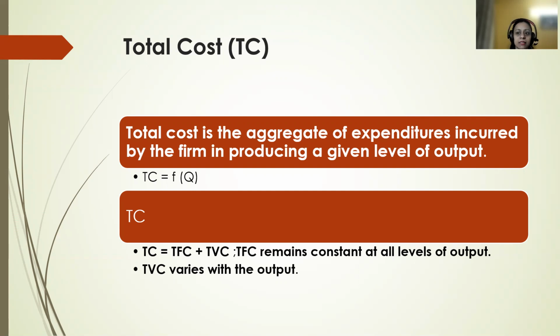Based upon this, we can say that total cost is a function of quantity produced. Total cost is equal to f of Q. That means total cost is a function of quantity produced.